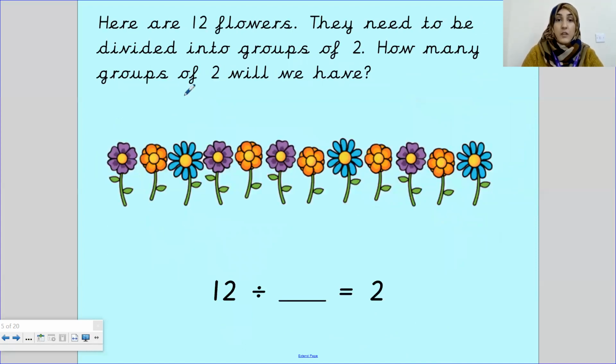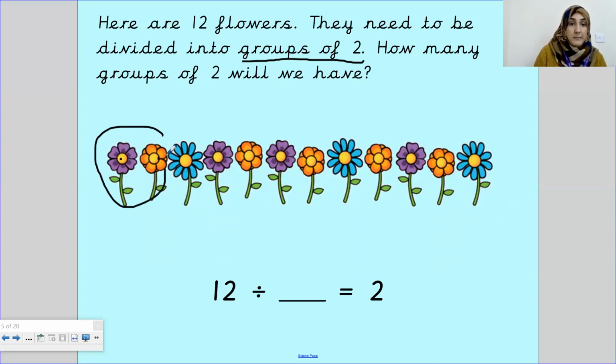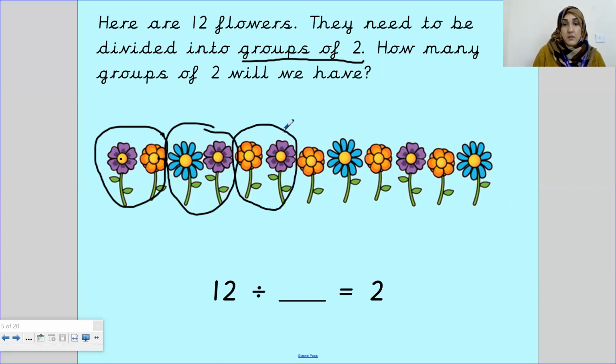Okay. So here is another question. It says there are 12 flowers. They need to be divided into groups of 2. How many groups of 2 will we have? Okay. So let me read it again because I wasn't clear. Here are 12 flowers. They need to be divided into groups of two, right? So the question is telling us we need to put these flowers into groups of two. So I need to count two flowers. One, two, right? You're in one group. You're in one group. One, two. There we go. You're in another group. You're in another group. You are in another group. You are in another group.